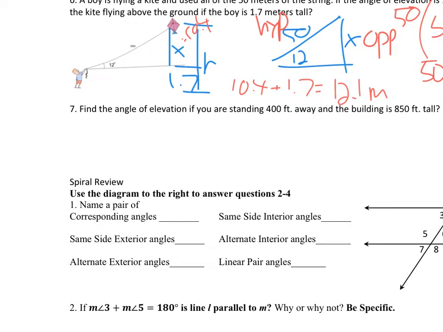Number 7, we have to draw a diagram now. In this problem, we have a building and us standing somewhere away from that building. Our building is 850 feet. Our distance away is 400. And we want the angle of elevation, so that's that portion right there.